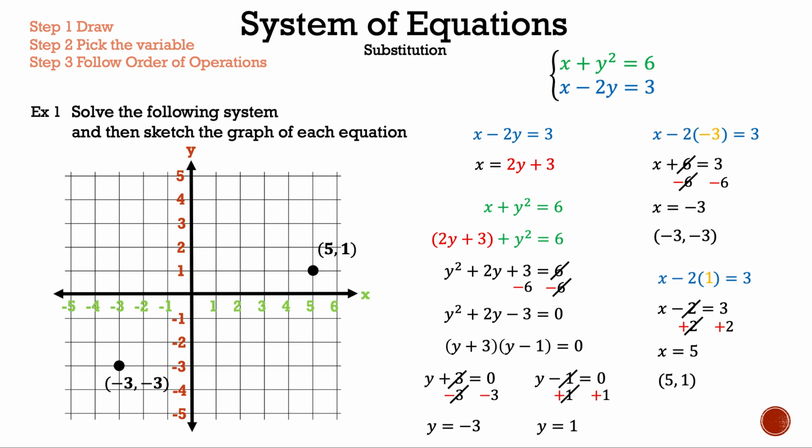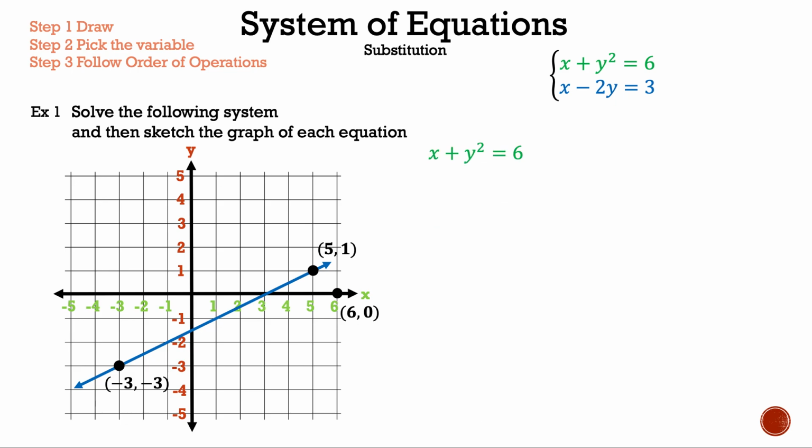Since we know these points are points of intersection, we can graph x minus 2y is equal to 3, since the line passes through both of them. As for x plus y squared is equal to 6, we need one more point. What do you think that point is? It is the vertex of our sideways parabola, which is 6, 0. How did we get that point? Let's show you.